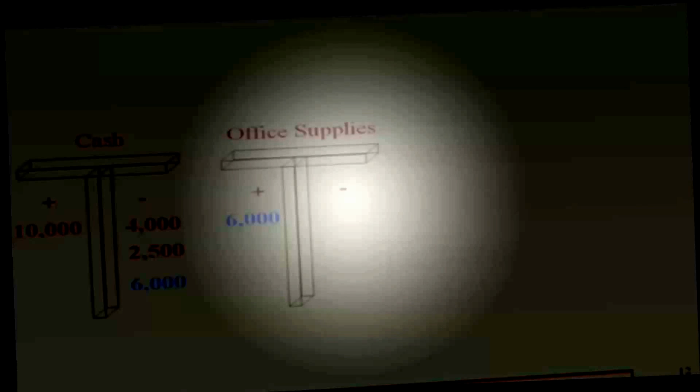If you look at cash, I brought the balances brought forward from prior transactions. Cash was minus 6 because the company paid money. Office supplies is plus 6 because their supplies increased by 6,000. So it should look like this. Here's the journal entry to explain the transaction.